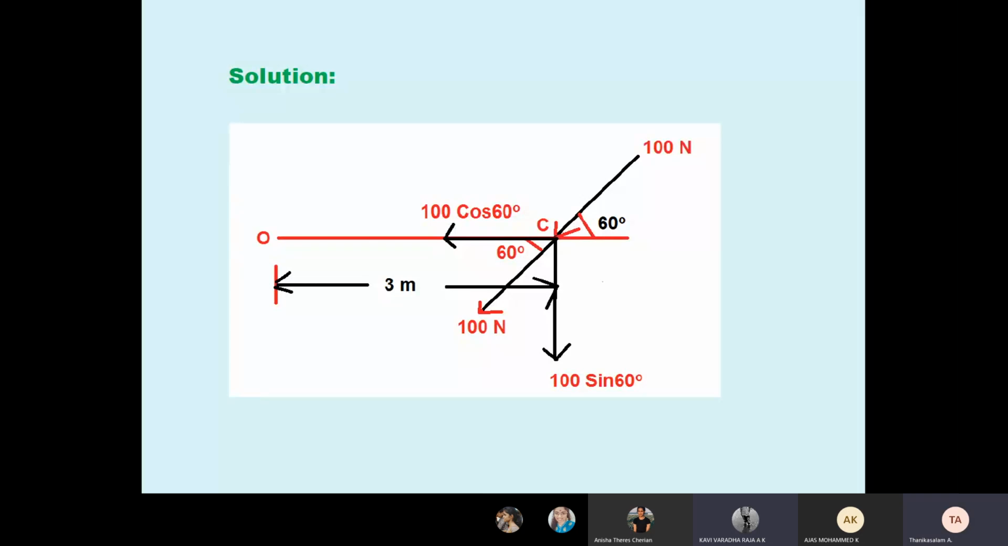What is the moment definition? Moment is force into perpendicular distance, sir. Which reference point are you taking? O point. So which force is perpendicular with respect to OC? 100 sin 60. Then what is the distance with respect to O? How much distance? 3 meters.